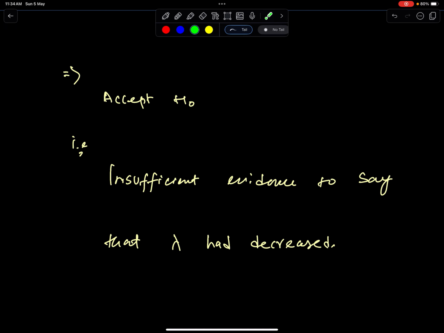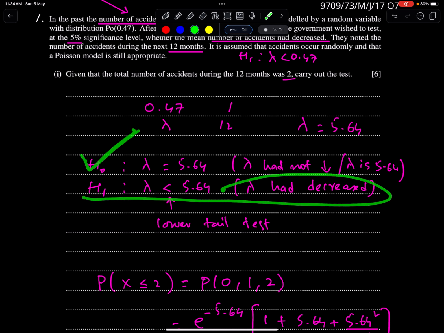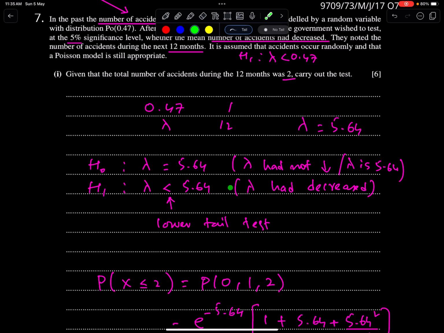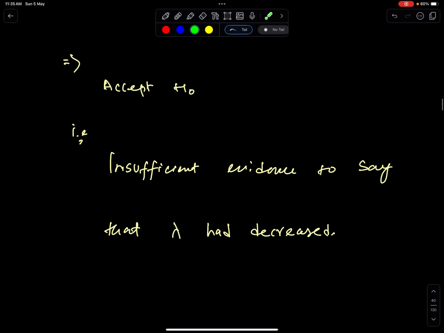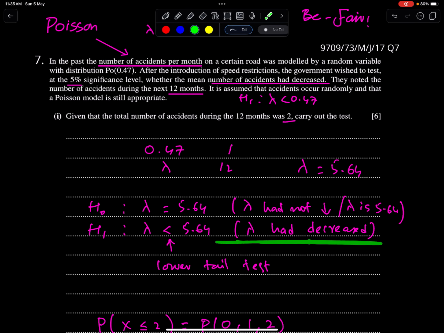This is very simple. See, you accepted H0. That means when you accept H0, you reject H1. You reject this thing. So it's very simple. When you accept H0, then conclude that lambda had not decreased. I mean, just reject this fact. I mean, you are saying that lambda had not decreased. That is why you are accepting H0. So whenever you accept H0, then write insufficient evidence to conclude that lambda had decreased.